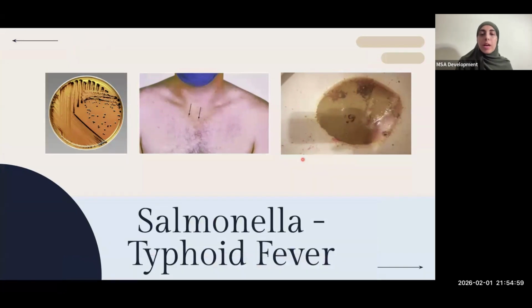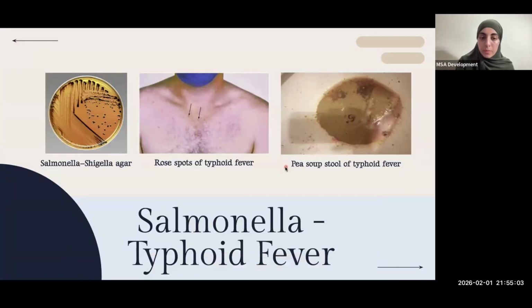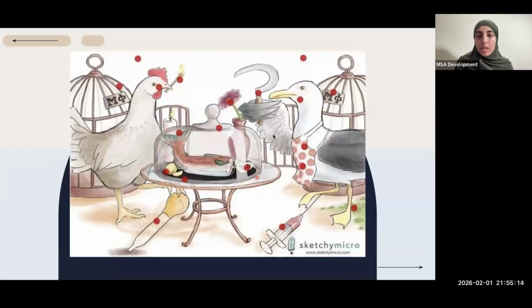This is Salmonella, and specifically with these presentations is typhoid fever. This is a Salmonella Shigella agar. These are rose spots specific to typhoid fever, and this is pea soup stool, also for typhoid fever. This is the Salmonella sketchy. Just remember it, we'll go back to it.